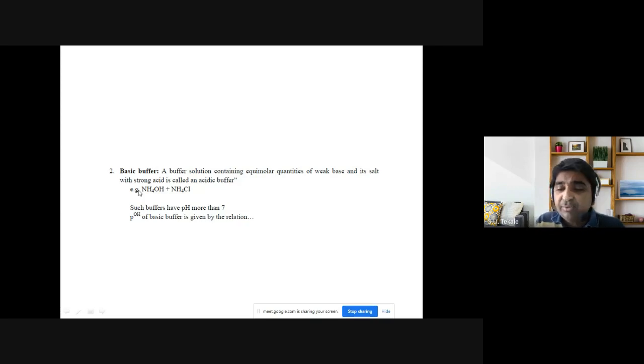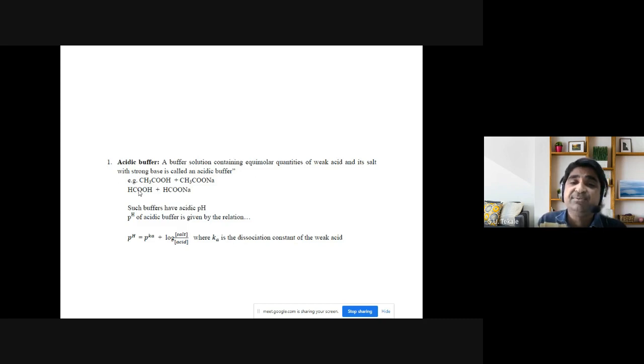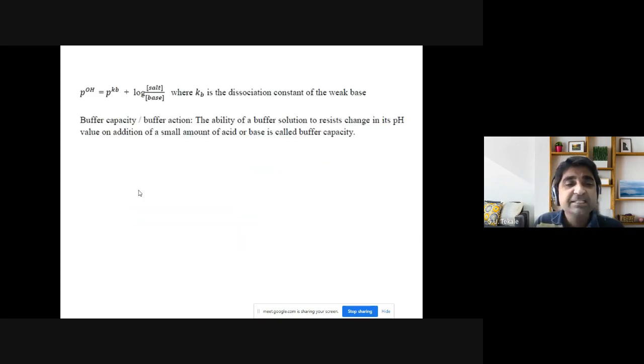Actually, here we define pH for acidic buffers. For basic buffers, we define pOH. So what would that be? That would be pOH equal to pKb plus log of concentration of salt upon concentration of base. In a similar way, we can define the pOH of a basic buffer. It is calculated by this equation, that is, pOH is equal to pKb.